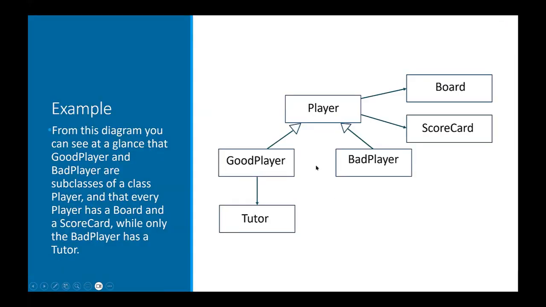Right here is one example. A player has a game board and a scorecard, and the player is inherited by good player and bad player, and good player has a tutor. So this is one example of the relationships between different classes: there is a has-A relationship and an is-A relationship.